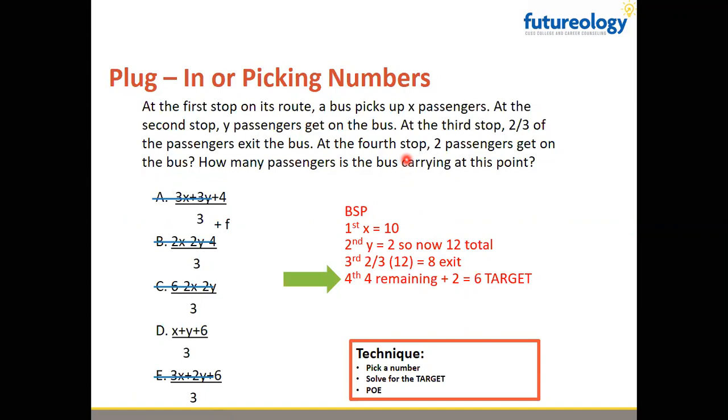Questions so far on the technique, on what I'm teaching you? Again, we'll find variables in the answer choices. Let's plug in for an X or a Y or a T or S or a V, whatever it may be. Solve the problem. Get the target number. I usually like to circle the target number.